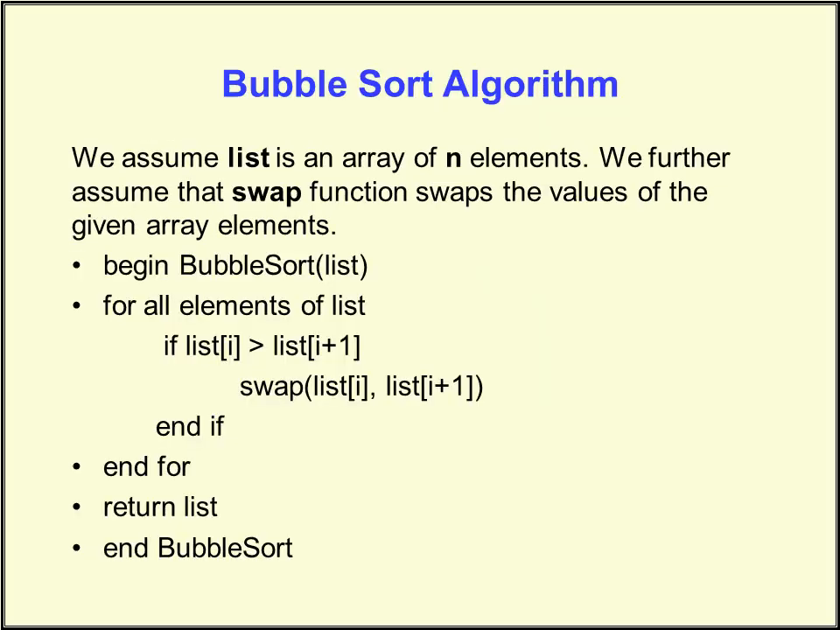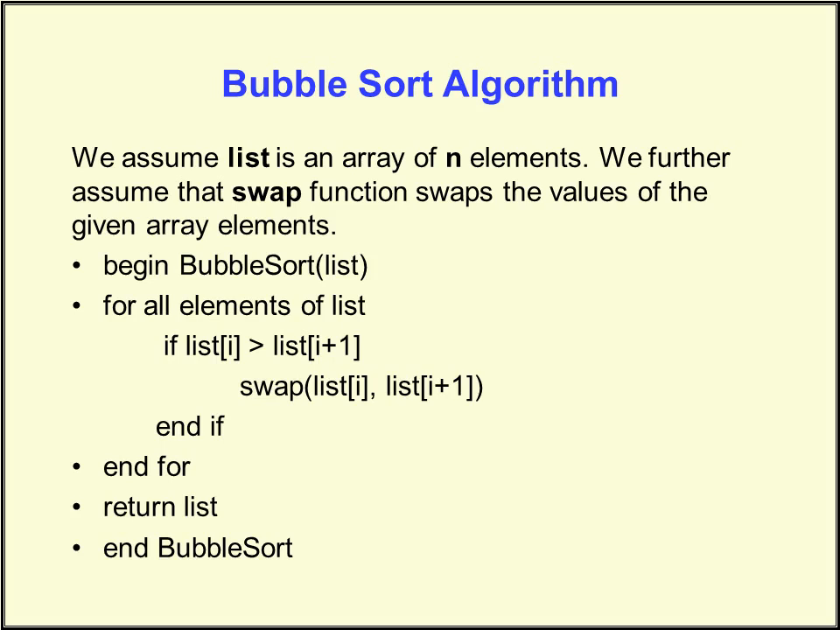This is the bubble sort algorithm. We assume the list is an array of n elements. We further assume that the swap function swaps the values of given array elements. Begin with bubble sort list. In bubble sort list, we have a number of elements of an unsorted list that we want to sort, whether in ascending order or descending order.